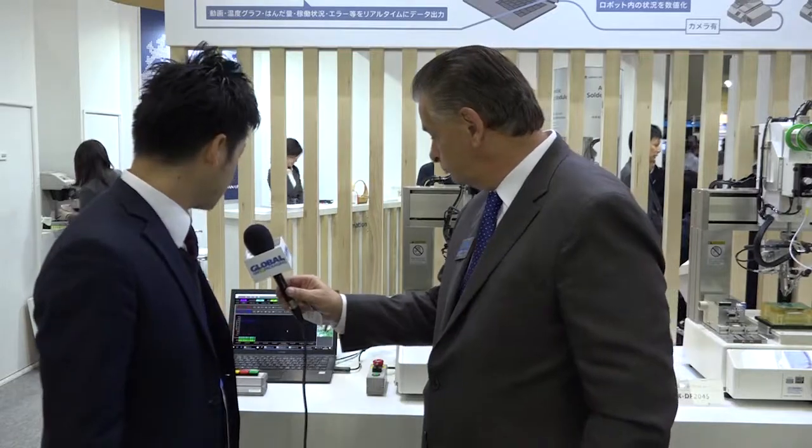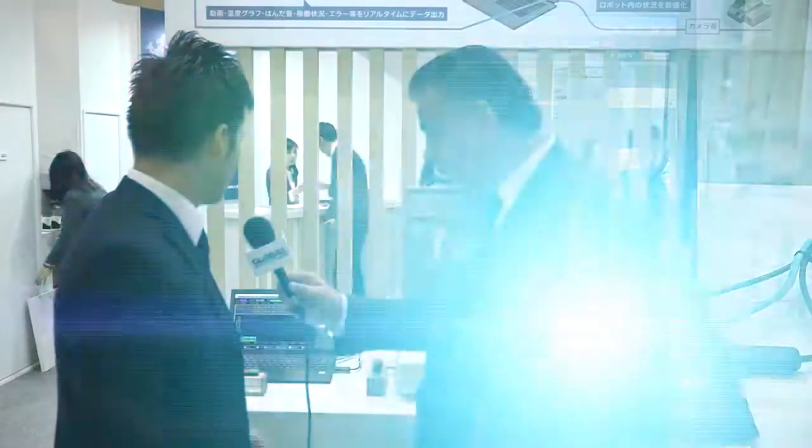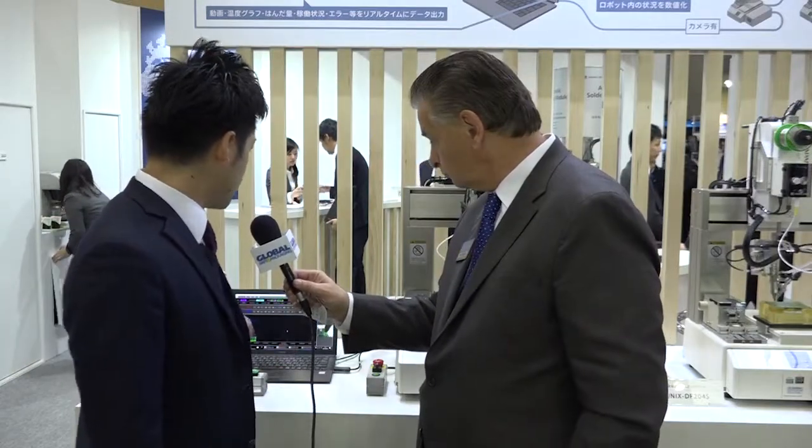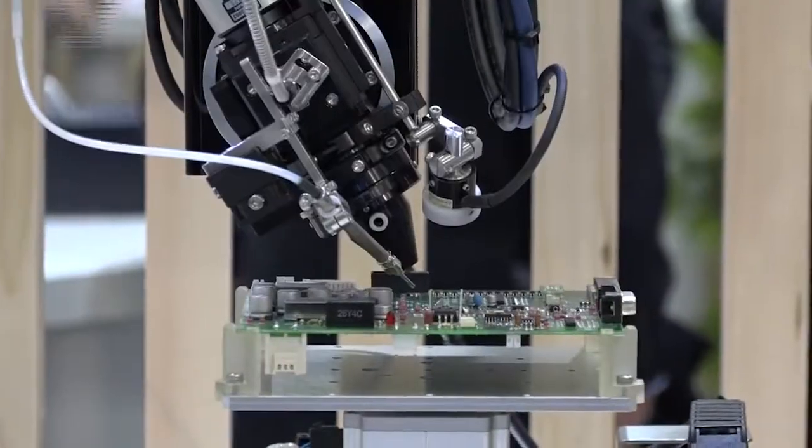Actually, we established the new design of the machine, and at the same time, we call the DF monitoring. This DF monitoring can get the information from the machine. The main point is you can see the temperature, and if you're using the CCD camera, you can check the soldering during the soldering.